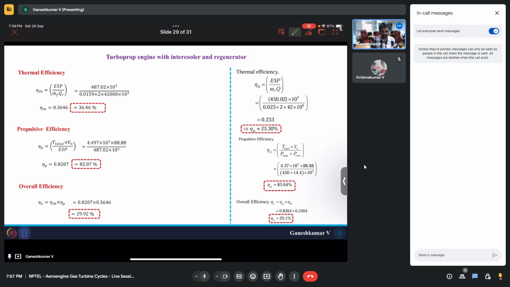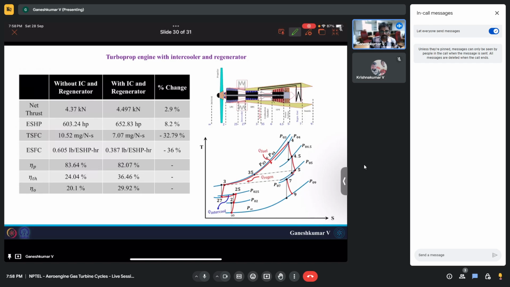I haven't personally come across any turboprop engines with intercooler and regenerator. If I come across one, I will share it with you. But I think there should be some engines, in order to improve the efficiency and reduce the specific fuel consumption.